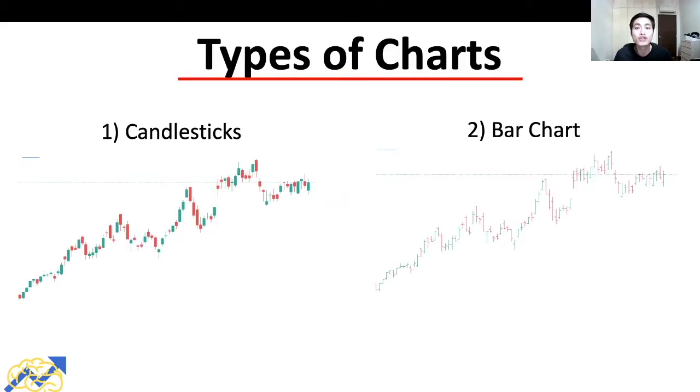The two most commonly used charts are the candlestick charts and the bar charts. Candlestick charts look like the one on the left of your screen, and bar charts look like the one on the right of your screen. In this video, we'll be taking a closer look at the Japanese candlestick charts.